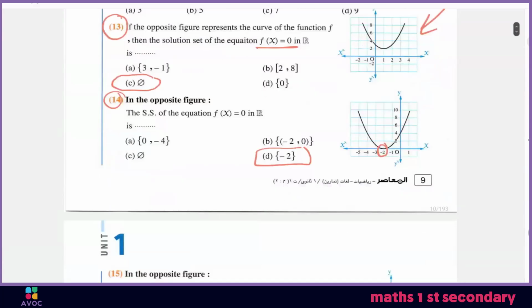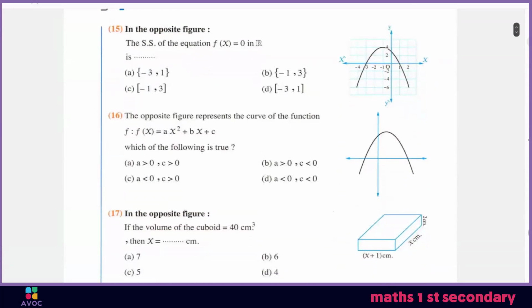Do you understand? Okay. Look at question number 15. The solution set of the equation f of x equals 0 in R is. You will look also for the intersection points with the x-axis here. It will be -1 and 3. Set or interval? I look for points, not interval. So it will be -1 and 3 in this form.